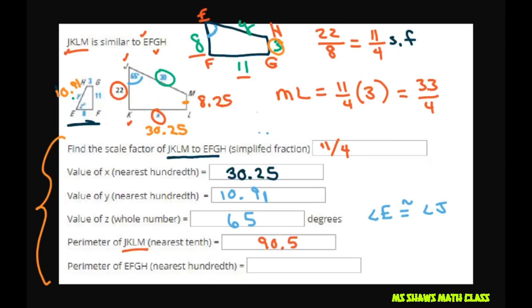And the smaller one, my y, let's write the y here, this is 10.91. So let's add all that up. You have 8 plus 3 is 11 and 11. That's 22 plus 10.91. You're just adding the sides. And to the nearest hundredth, that would be 32.91. And that's it.